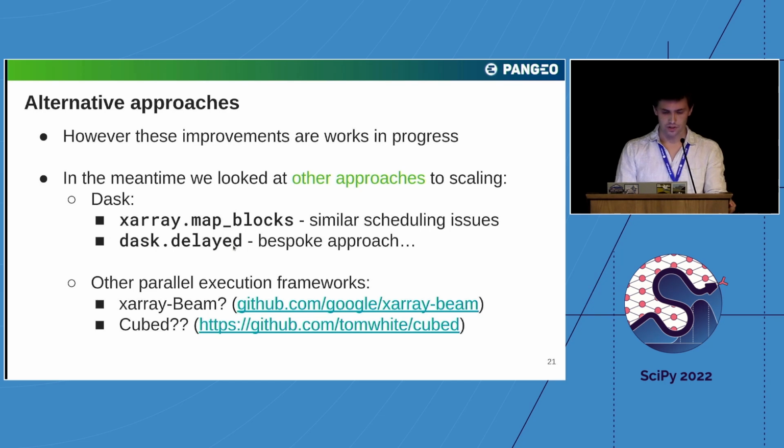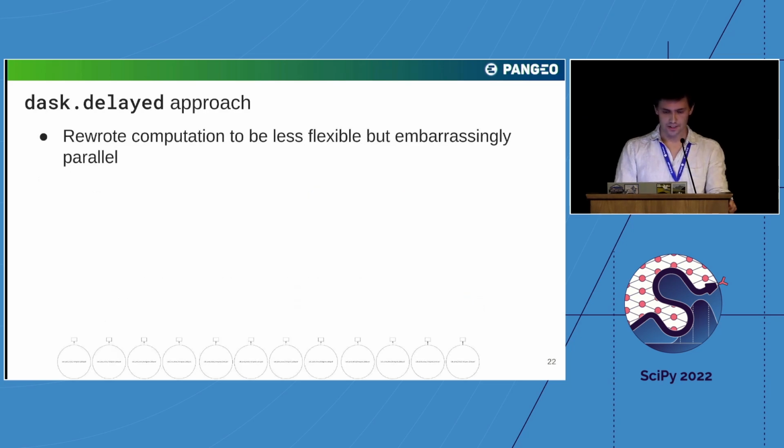But it also raises the question of whether we could have done this with other execution frameworks, which we did briefly look at. So other options might include Xarray-Beam, which there's a prototype for, and also this thing called Cubed, which you might be interested in, which there's also a prototype for. But we didn't actually get around to using either of these yet. But we did manage to get it to run with the Dask delayed approach.